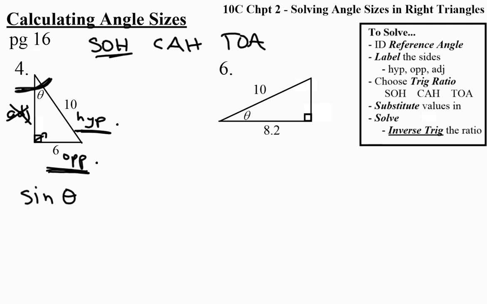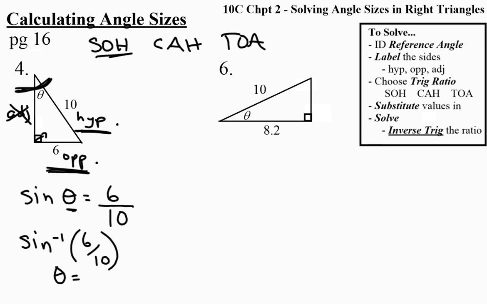Sine of the unknown angle theta is opposite 6 over hypotenuse 10. We don't cross multiply because we're finding the angle. We need to inverse sine 6 divided by 10. And when we do that, inverse sine of 6 over 10, we get an angle of 37 degrees.